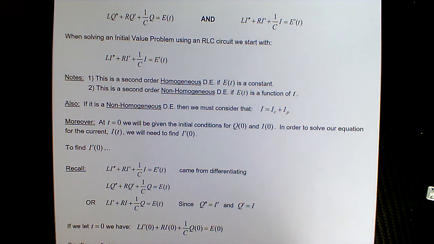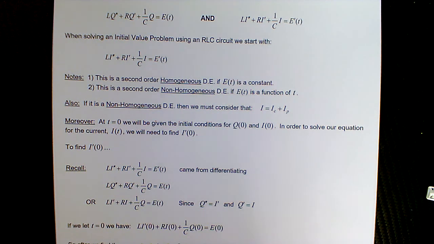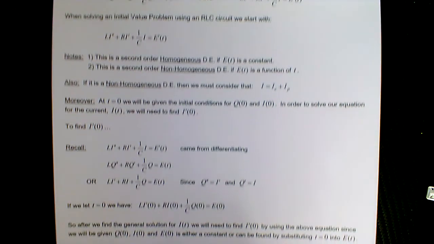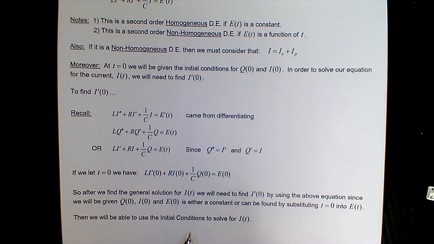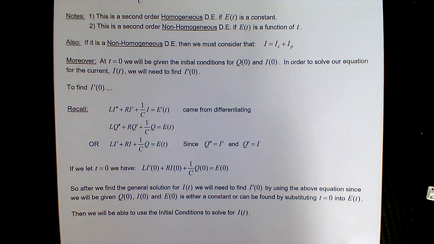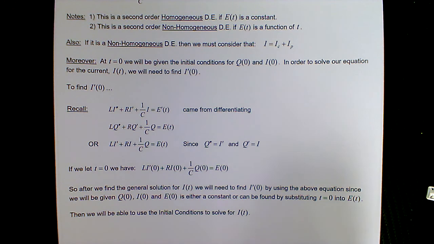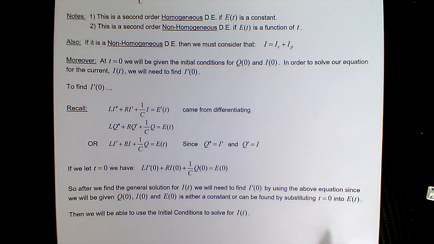So after we find the general solution, we find I prime of 0 by making our substitutions, because everything else is going to be known. And then we'll have I prime of 0, and we'll be able to use that to find the particular solution in combination with Q of 0 and I of 0, excuse me.